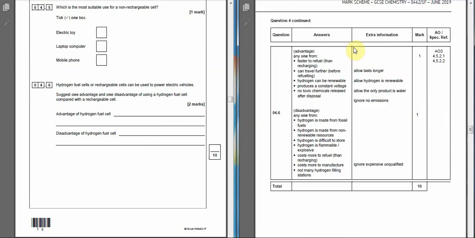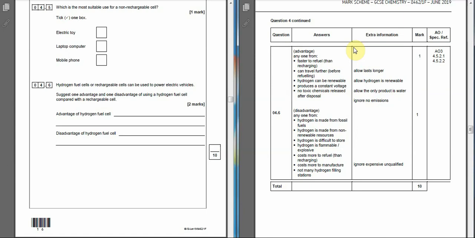Right, and 4.6. Biggest wrong answers to put here is talking about global warming, carbon dioxide emissions and stuff like that, because it doesn't tell you how the hydrogen is generated. So we're looking at advantages and disadvantages of fuel cells. Advantages could be it could be renewable if it's made from like solar or wind or hydroelectric or something like that. It might have that you can travel further, or that it doesn't produce toxic chemicals. It only produces water is a good example there, because of the hydrogen and oxygen reacting together.